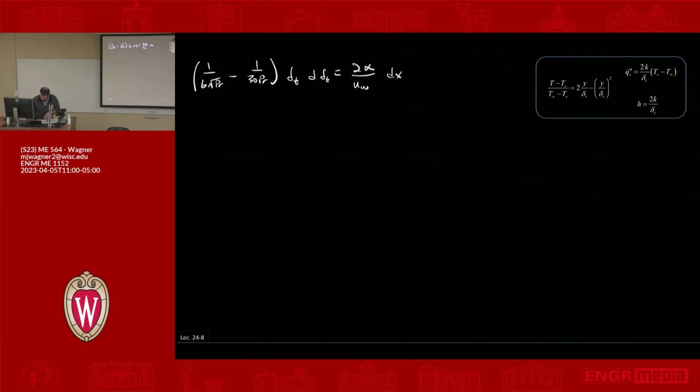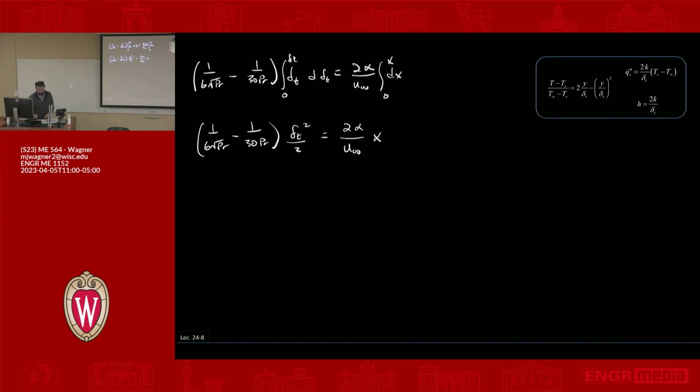Then we can take the integral of the left-hand side and the integral of the right-hand side. So the integral of the left is from 0 to delta t. Integral of the right is from 0 to x. And then that integral would give us this stuff again: (1/6 square root of Prandtl minus 1/30 Prandtl) times delta t squared over 2 equals 2 alpha over u infinity times x. Okay.